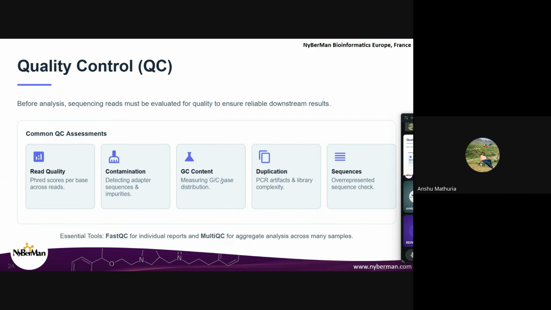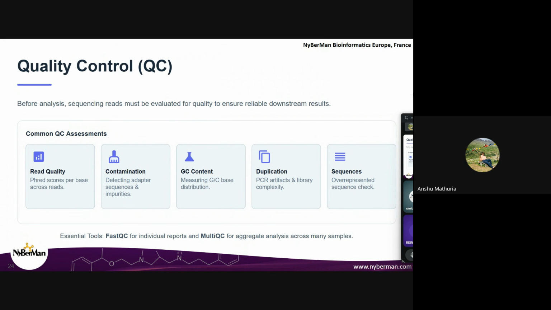We also check the GC content, how much GC bases are there, check if there are any PCR duplicates, and check if there are any overrepresented sequences. So all these things will be done in the first check. You will get files. I'll make you understand how to analyze those files, and you will understand how we are understanding the quality of our sequencing reads that have come.